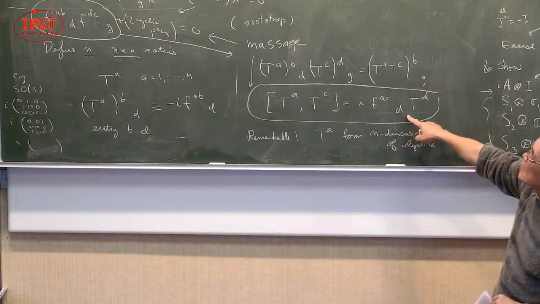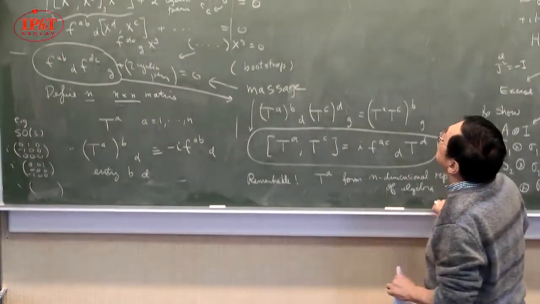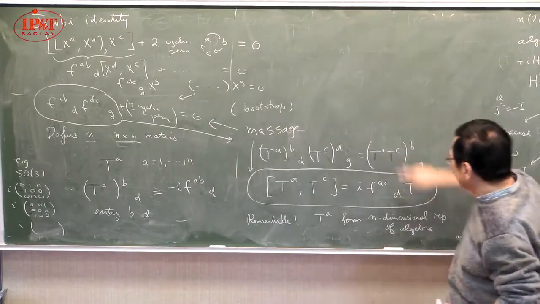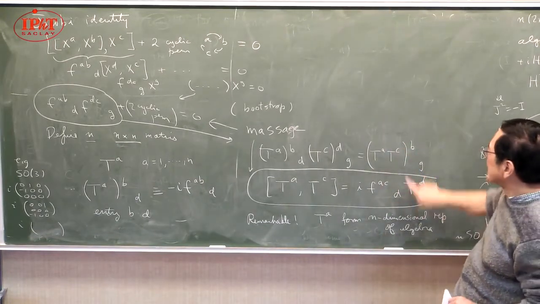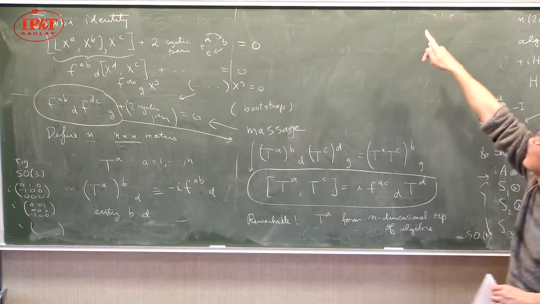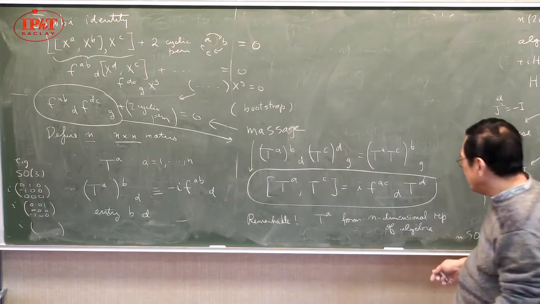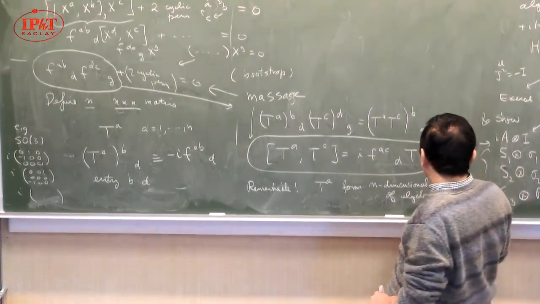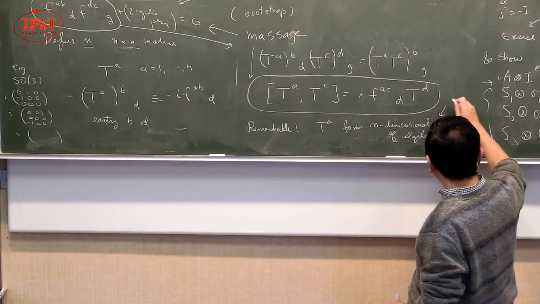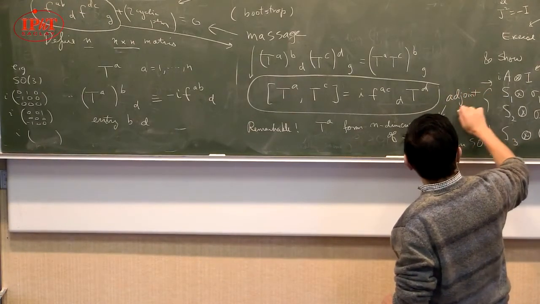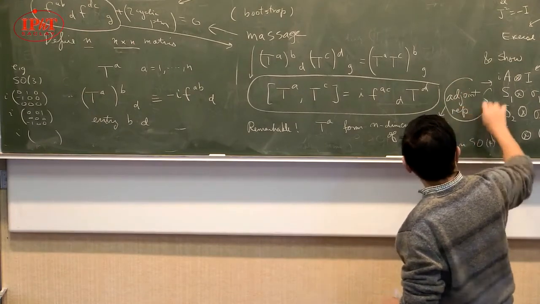Because this is exactly the same as the equation up there, right? So the t's represent the x. So the x are, if you like, abstract generators, and the t's are a concrete realization. And as you might have guessed, this is a famous representation. This is called the adjoint representation.